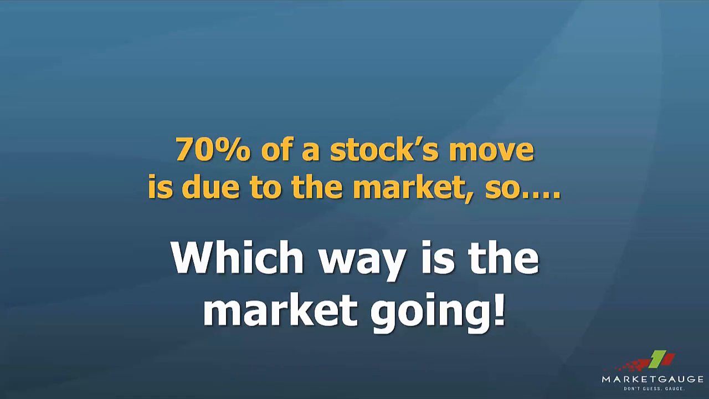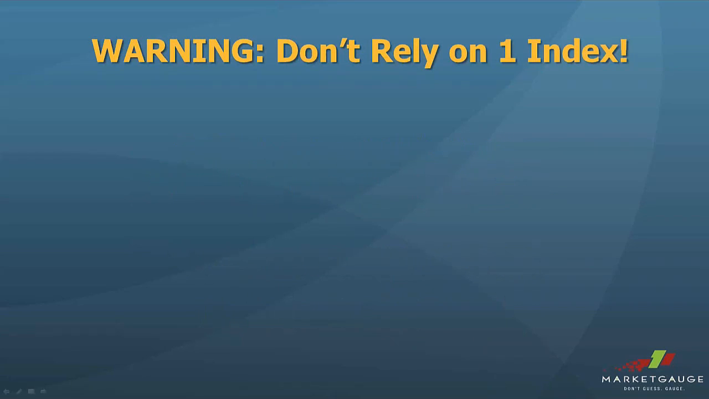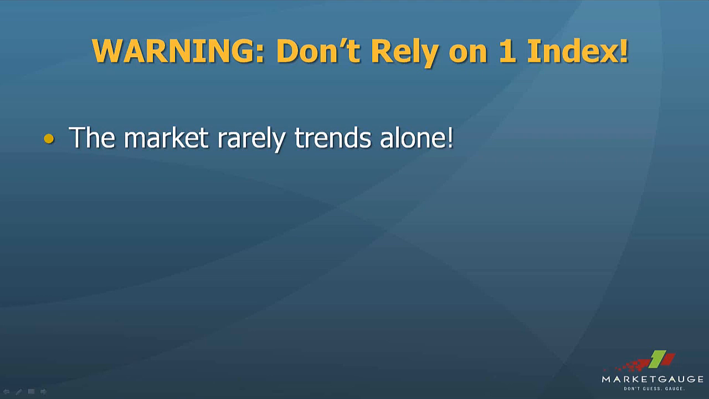All right? Great. So 70% of the stock's move is due to the market. So which way is the market going? So let's take this concept, all right, and make it even more powerful. And if there's one thing besides the opening range that you were to take away from this presentation, this would be it. Now we got a lot more coming after this, but this is so easy to do and so powerful, and it's just so applicable to almost every day in the market. And it is, don't rely on one index to tell you which way the market is going.